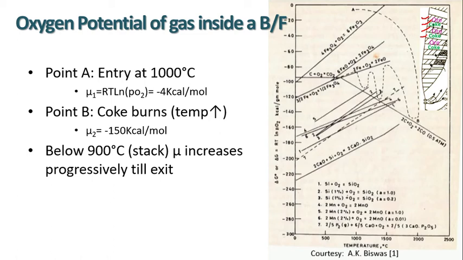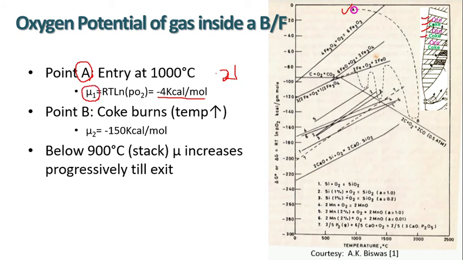So let's see how it changes. Let's consider the temperature of the blast at furnace entry, point A, is 1000 degrees centigrade. As we know, atmospheric air contains about 21% oxygen, that means the activity is taken to be 0.21. If we calculate for this, we get about minus 4 kilocalorie per mole. That is the oxygen potential mu1 at point A.